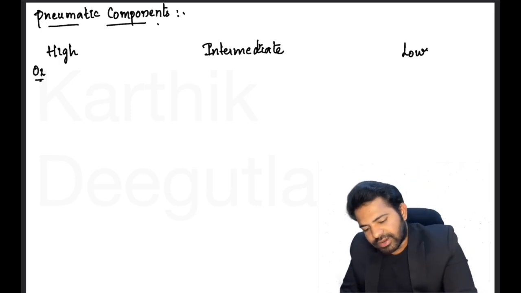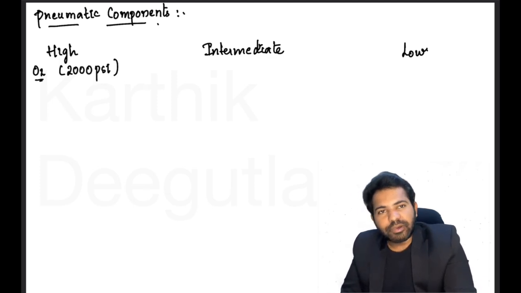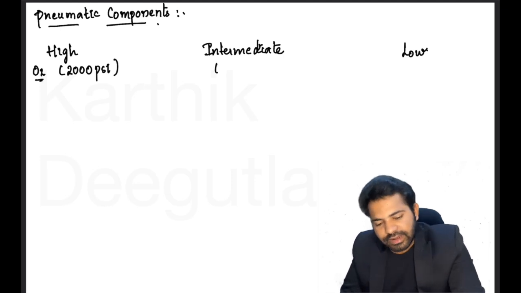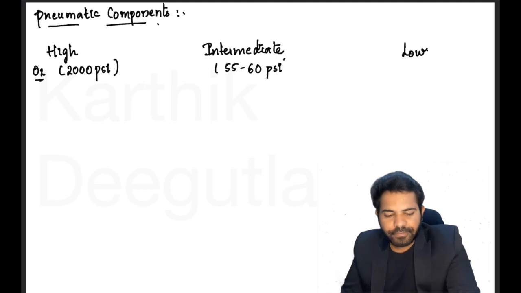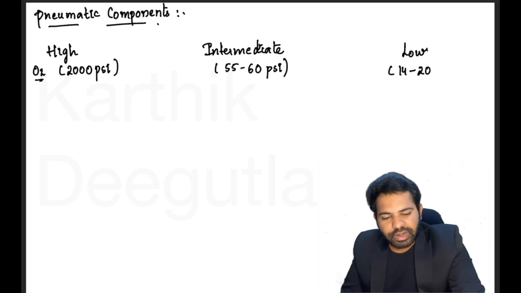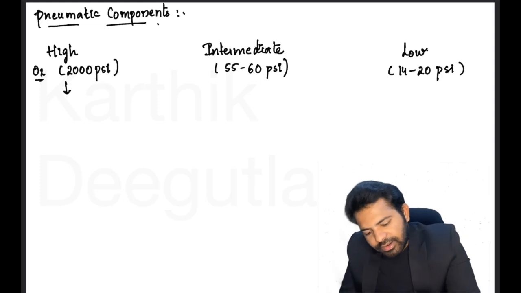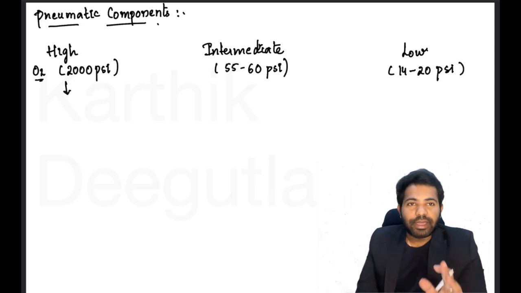If you take oxygen as a gas, then in the high pressure system the pressure of oxygen is 2000 psi, pounds per square inch. Then in the intermediate pressure system it is about 55 to 60 psi. Then in the low pressure system it is about 15 to 20 psi. So what are the components which come under the high pressure system?